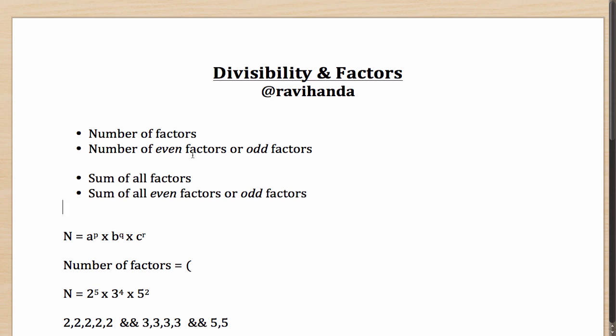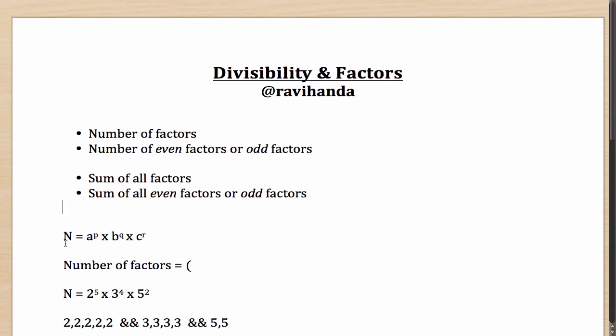What we'll discuss in today's session is: if I'm given a number, how do I find out its number of factors? Not only that, how do I find out how many even factors it has or the odd factors it has? We will also discuss how to find out the sum of all those factors, and also, let's say I just want to add the even factors. How do I do that? Or if I want to add just the odd factors, how do I do that? In the next 7 to 8 minutes, you will know all this, hopefully.